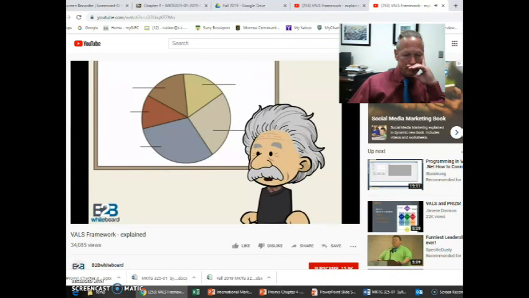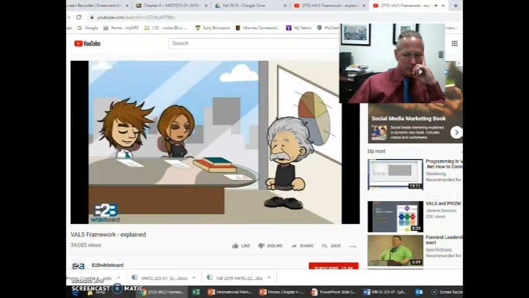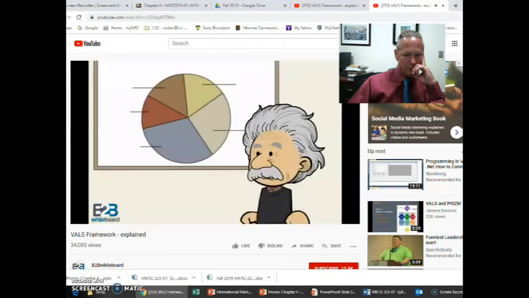Fourth group are achievers. These consumers are the high resource group of those who are motivated by achievement. They are successful, work-oriented people who get their satisfaction from their jobs and families. They are politically conservative and respect authority and the status quo. They favor established products and services that show off their success to their peers.